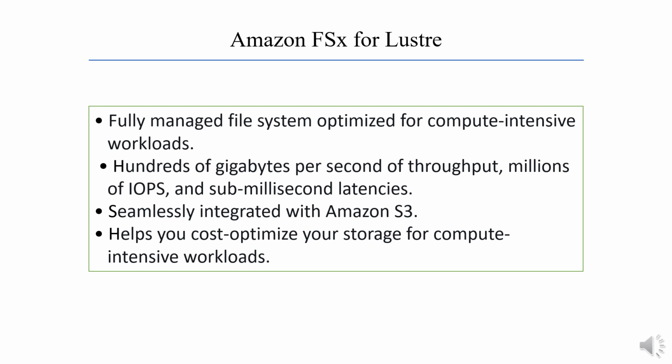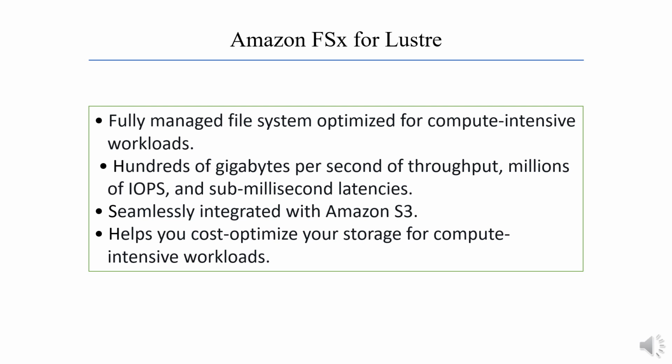You can automatically copy data from S3 to Amazon FSx for Lustre, run your workloads, and then write results back to S3. Amazon FSx for Lustre also enables you to burst your compute-intensive workloads from on-premises to AWS by allowing you to access your FSx file system over Amazon Direct Connect or VPN.